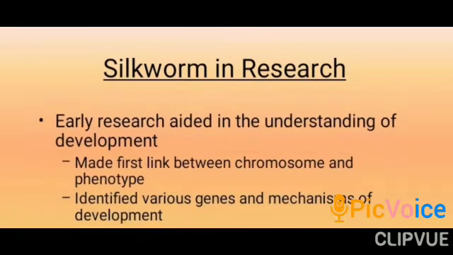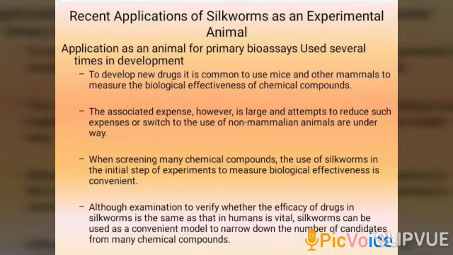Silkworm in research: early research aided in the understanding of development. It made the first link between chromosome and phenotype. It has identified various genes and mechanisms of development. Now, recent applications of silkworms as an experimental animal. Application as an animal for primary bioassays is used several times in development.